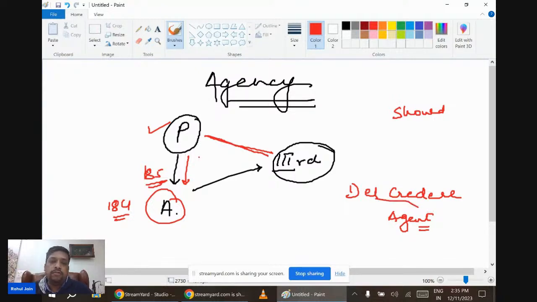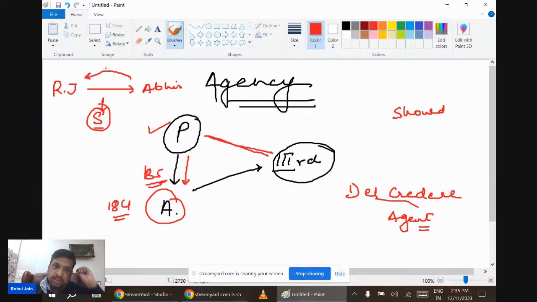For example, Rahul Jain sir sold his flat to Abhishek. Now, Shantanu is a del credere agent. Shantanu's job is to make sure that I am being given the money on time and the registry of the property is done. This is known as del credere agent. Okay, सिर्फ डील कराना काम नहीं था, आगे उसको फुलफिल कराना भी काम है.